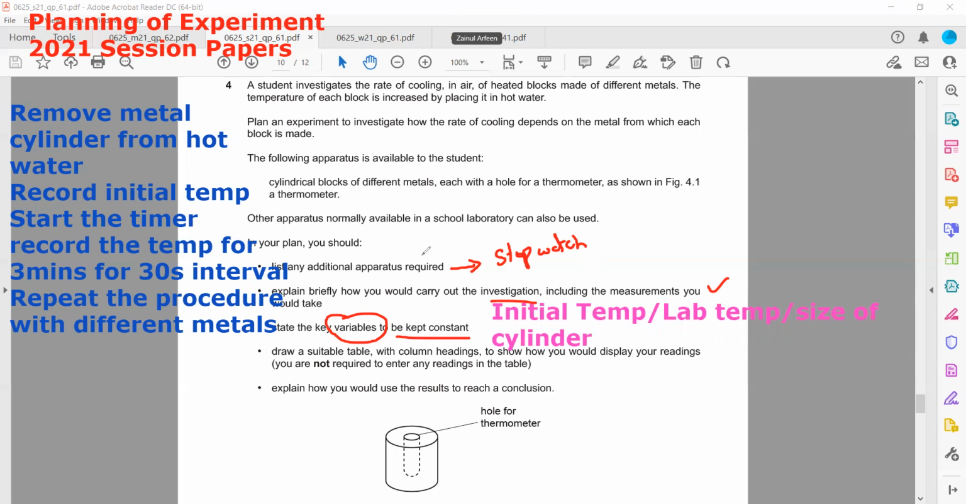With a column heading, so what table will we make? One side will be time and the other one will be temperature. And because we will have different materials, we can make 2 tables, as we are investigating 2 or 3 materials. One is for material A, another one is for material B. So we'll have two columns.